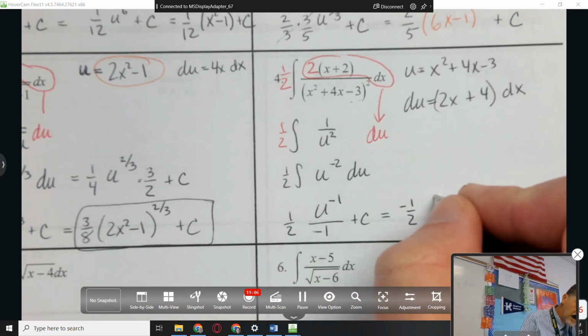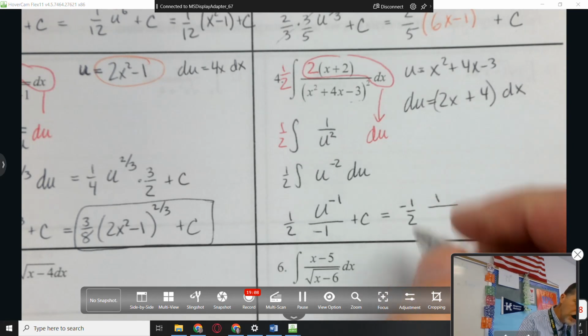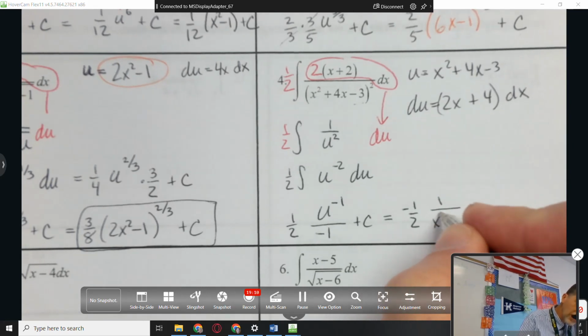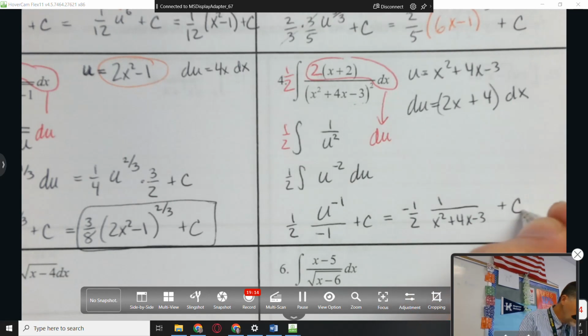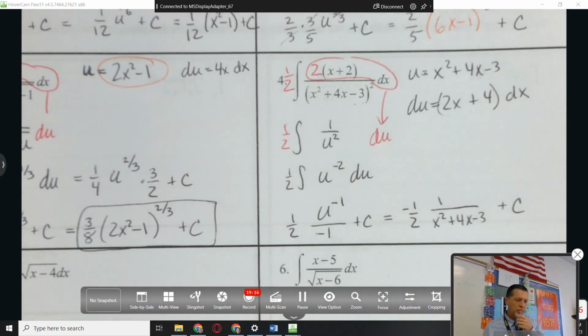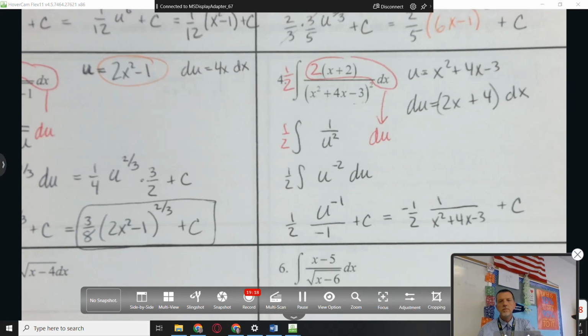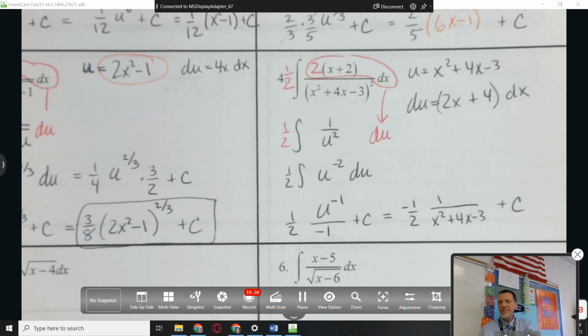I'm going to go ahead and skip a step and plug in u. 1 over x squared plus 4x minus 3 plus c. That's a safe stop. You could distribute that 2 to the bottom if you wanted, or at least write it together with the parentheses, but it's fine how it is.